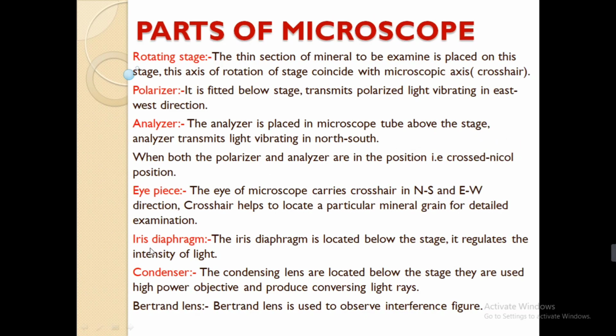Now, iris diaphragm. The iris diaphragm is located below the stage. It regulates the intensity of light that is coming to the rotating stage. Now, condenser. Condensing lenses are located below the stage. They are used with high power objectives and produce converging light rays. Similarly, another one, the Bertrand lens. The Bertrand lens is an important one. The Bertrand lens is used to observe the interference figure.